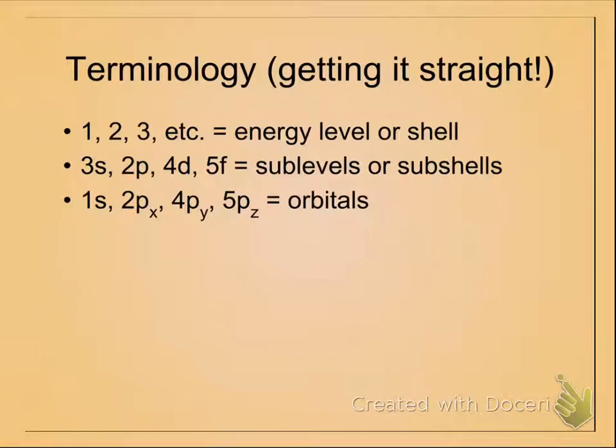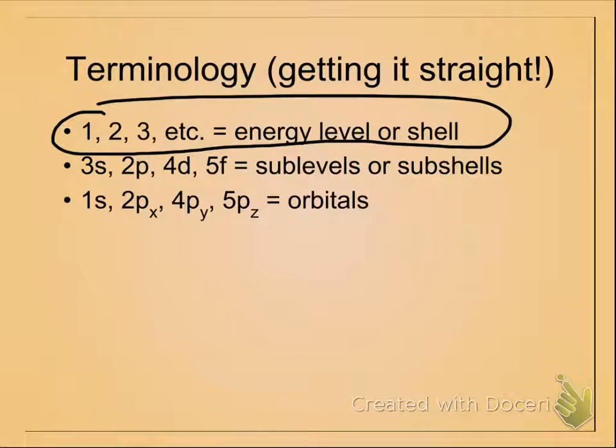The other thing that we have to make absolutely certain we've got straight is our terminology. So when we're talking about energy level or shell, these are our main energy levels. These are 1, 2, 3, 4, 5, 6, 7, whatever. And our sub-levels or sub-shells are things like 3s. That would be all the s orbitals contained on the third main energy level. Or 4d, all of the d orbitals contained on the fourth main energy level.